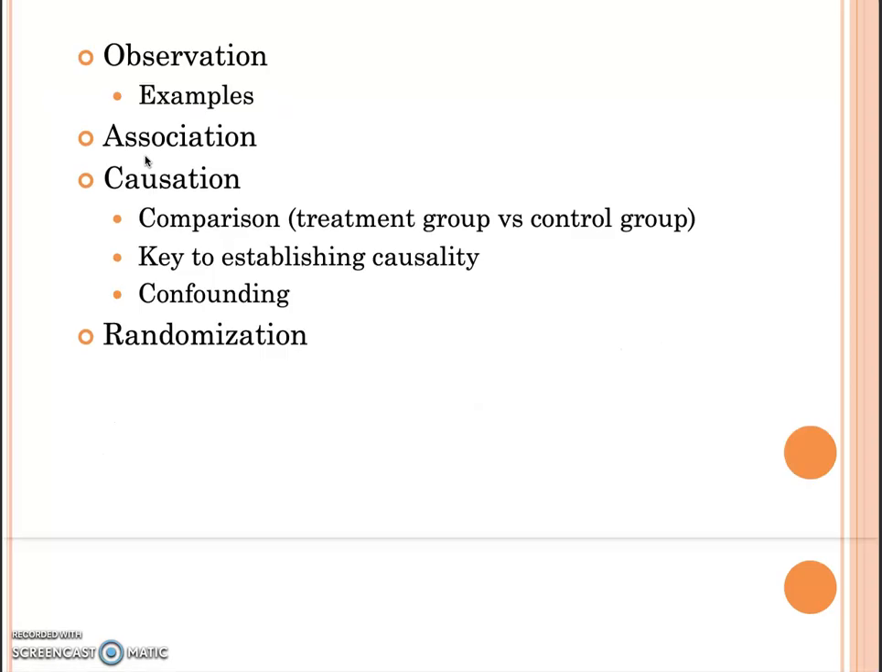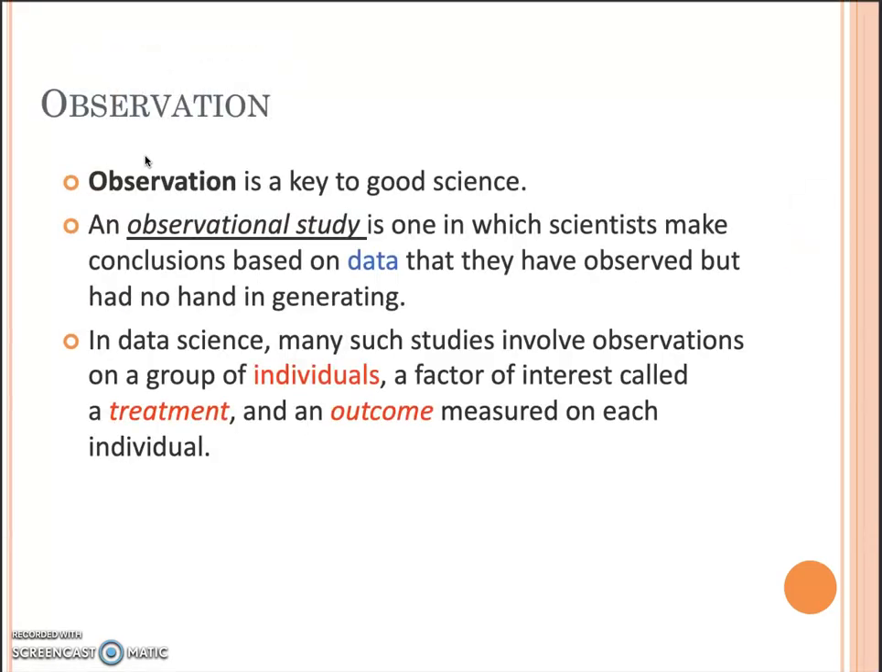So the first thing, let's talk about observation. We all know in this class we talk about data science. When people talk about data science, the first thing is we observe the data we saw. Observation actually is a very important key for science. So in data science, when we talk about an observational study, the scientists make conclusions based on the data they have observed, but had no hand in generating.